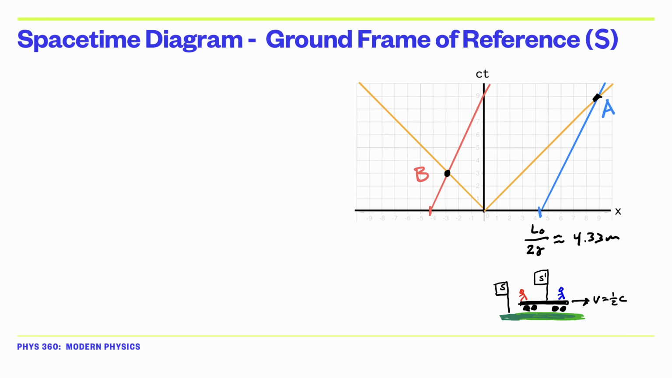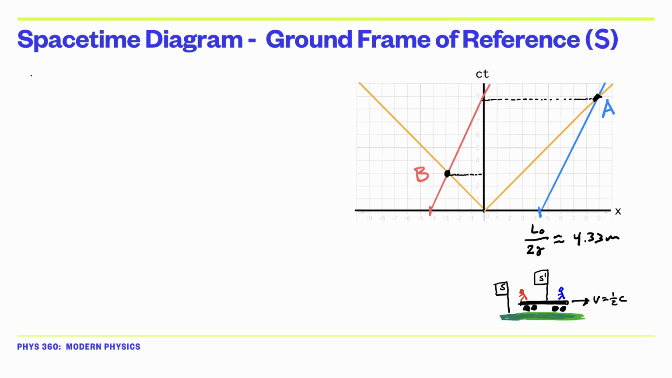We can estimate the time at which he sees the ray by reading across from point B to the ct axis, and we see that it's just under 4 meters, it looks like. Similarly, we can read off the time that event A is by reading across to the ct axis, and it looks like just under 9 meters. So from a purely geometrical construction, we can clearly see why Mr. Red sees the light flash earlier than Ms. Blue does from the ground frame of reference.